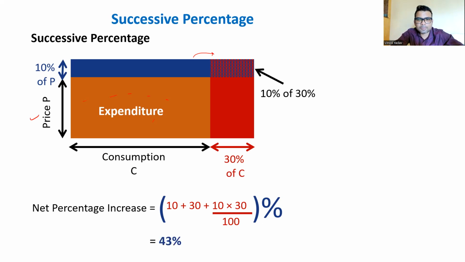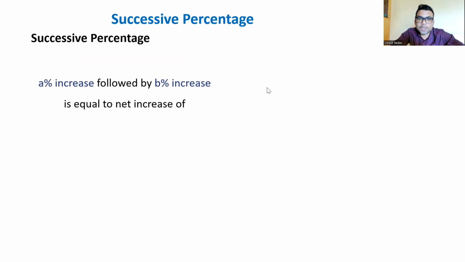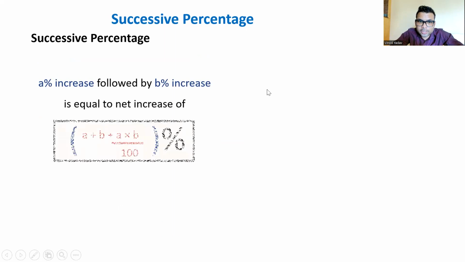Perfect. So A% increase followed by a B% increase is equal to a net increase of A plus B plus AB by 100. This becomes the formula for successive percentage change. Okay, friends. And if there's a decrease, just take the minus sign.